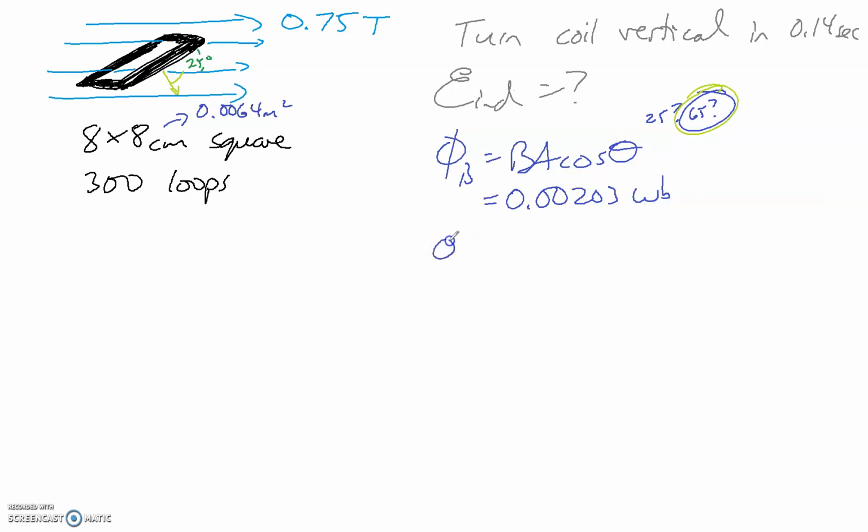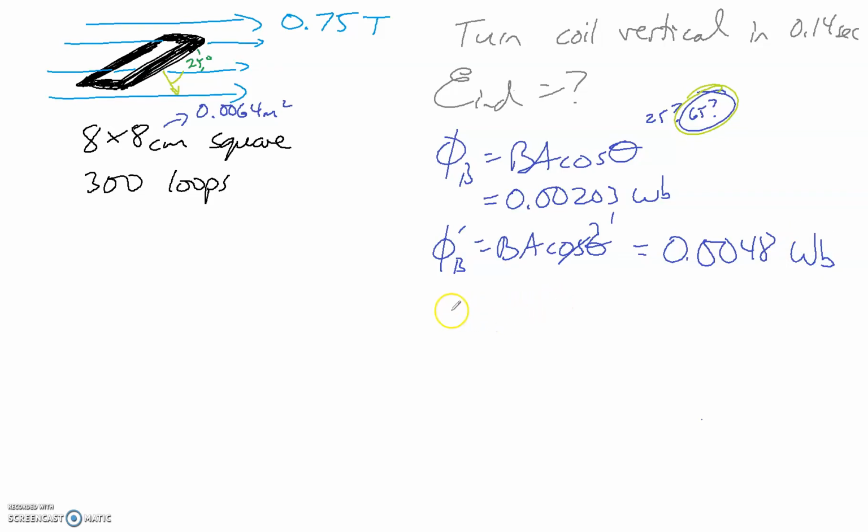Okay, so now I'm going to find my new flux, so BA cos theta. Now, if I turn that coil vertical with the field, that is maximum flux. So I know that cos theta is going to be equal to 1, don't even have to worry about it. So I can then find my new flux, which is going to be higher than what I started with because we're gaining flux. If I do that calculation, we will get a new flux of 0.0048 Webers.